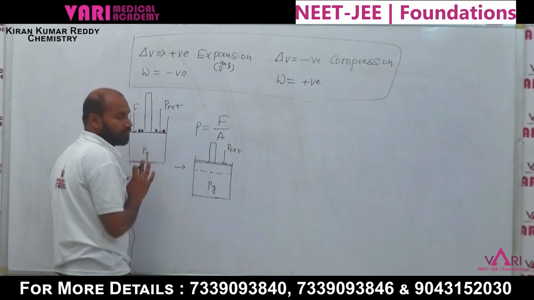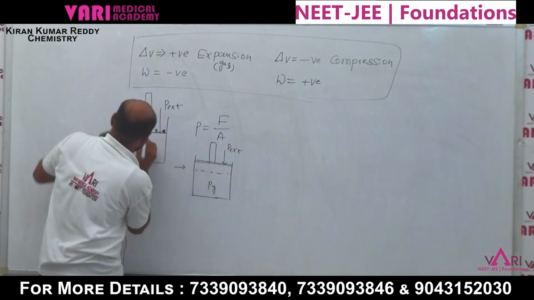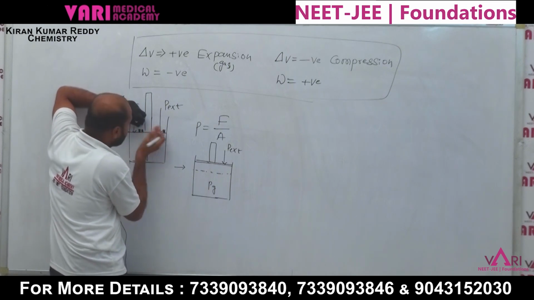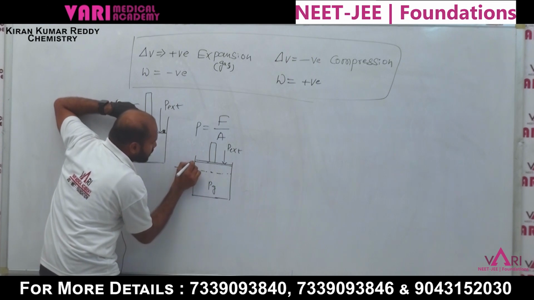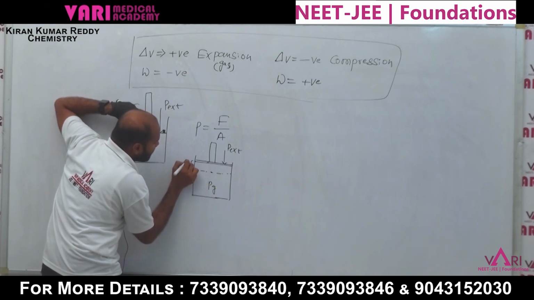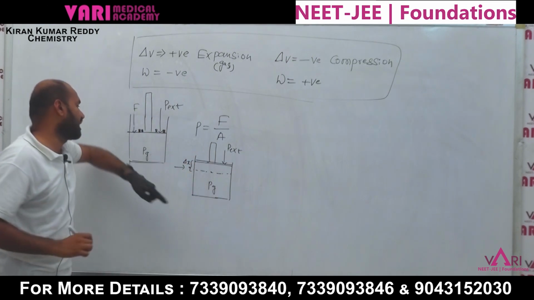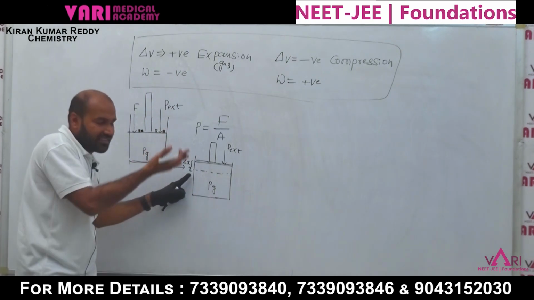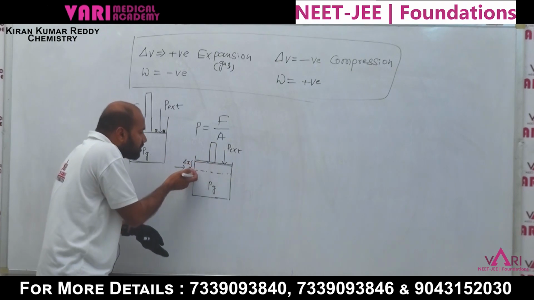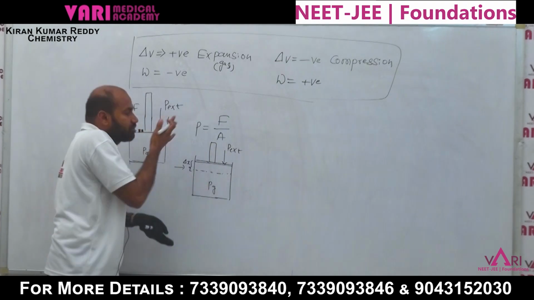Now, force per unit area. I put the weight, and then I remove these weights. What is happening? The piston is displaced from here to here. The displacement is delta X. Delta X is a large change because of this position, so the gas is expanding.